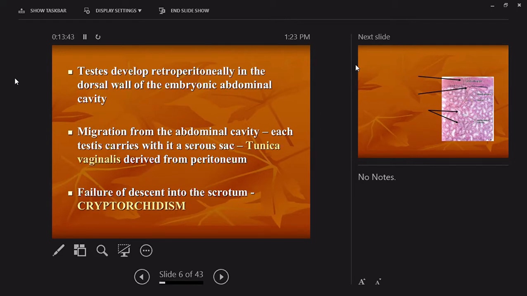Failure of the descent into the scrotum would be cryptorchidism. So if you have boyfriends, try to feel or see if your boyfriends have two testes. Otherwise, you may have a problem having a child, because the other testis is abnormal and you are not sure whether the other one is functional or not.